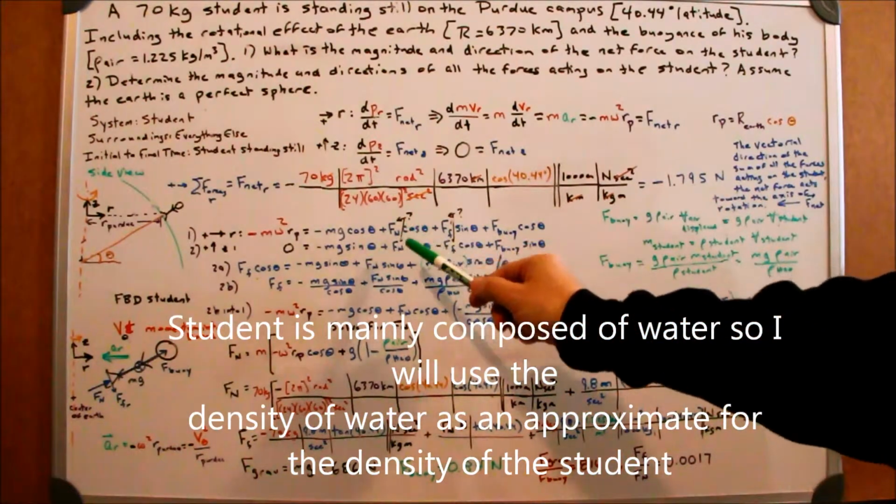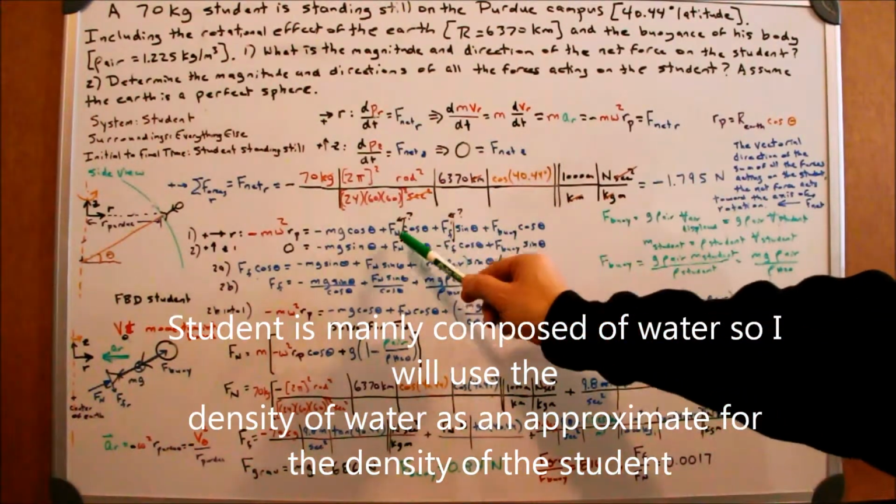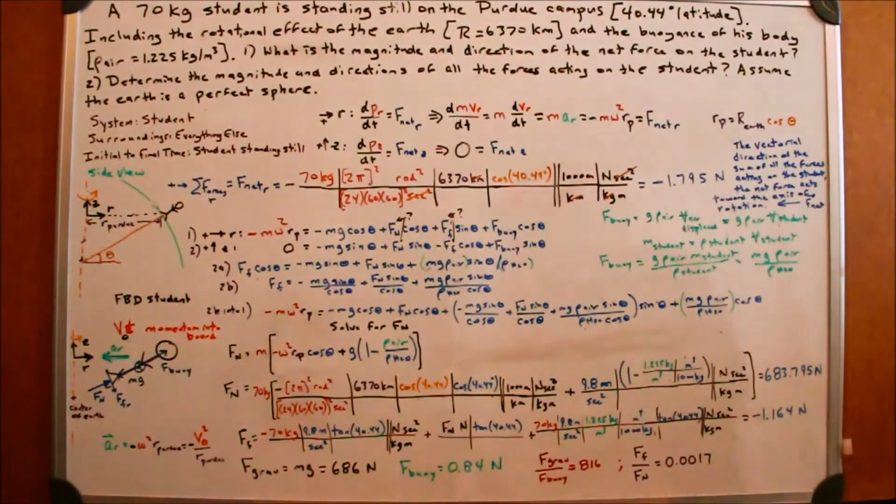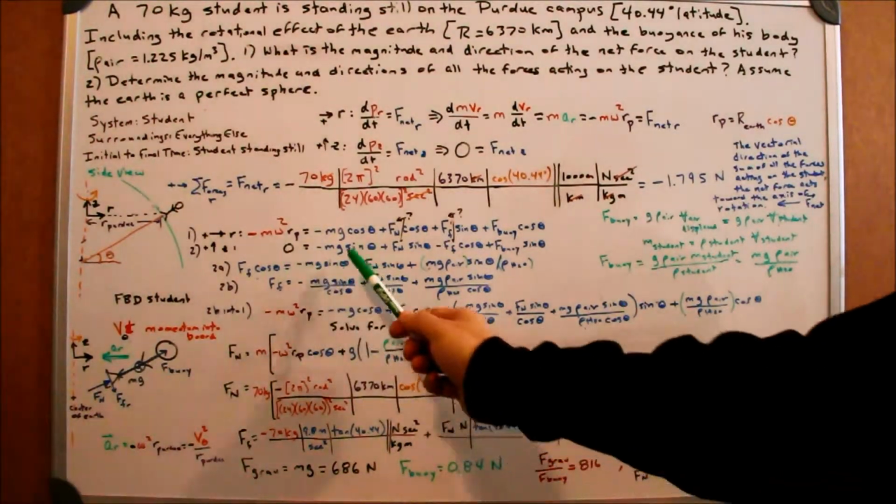So in here I have two equations. The only unknowns I have are Fn and Ff. Two equations, two unknowns, I can solve for it. There are many ways to do this algebraically. Here's the way I chose to do it, by substitution.